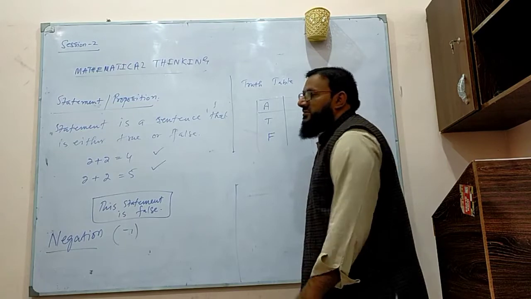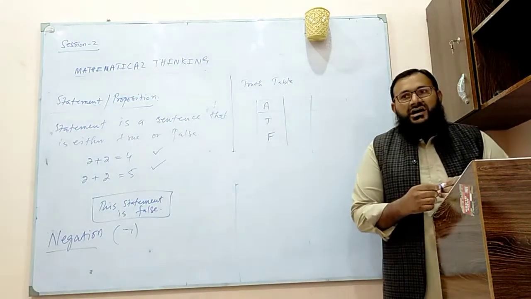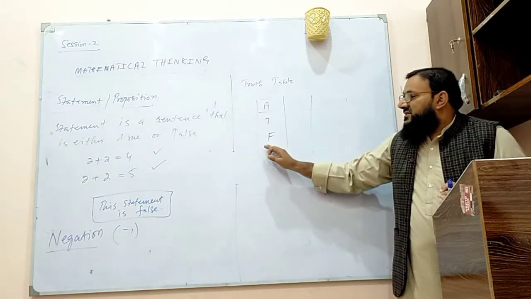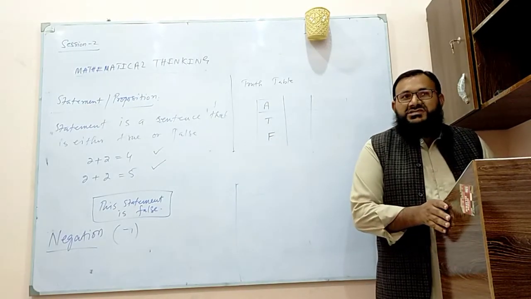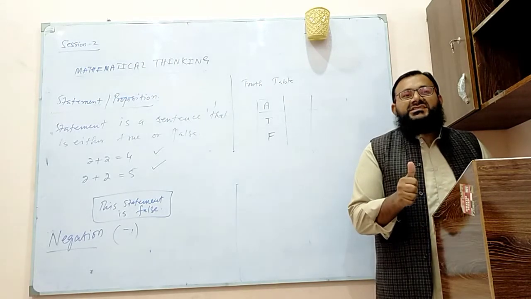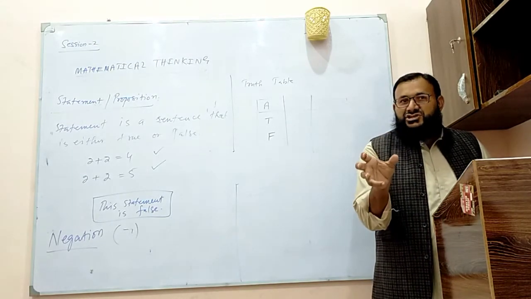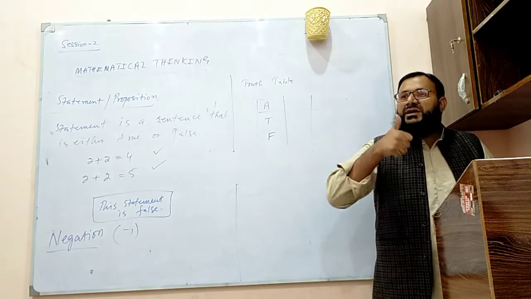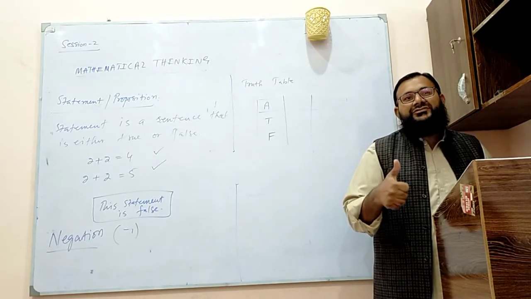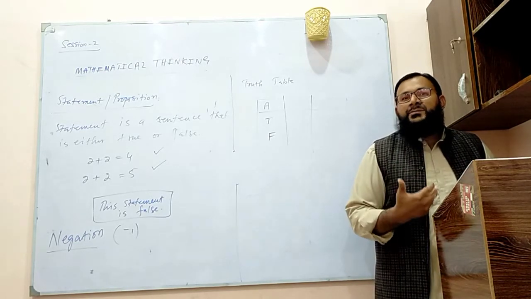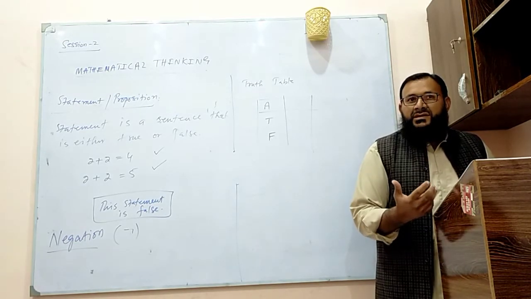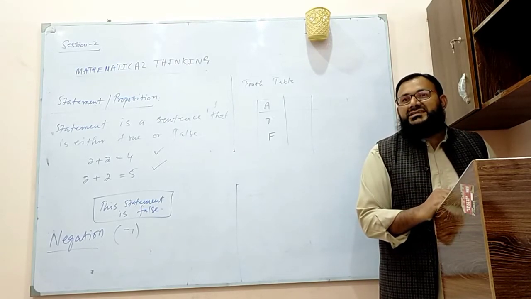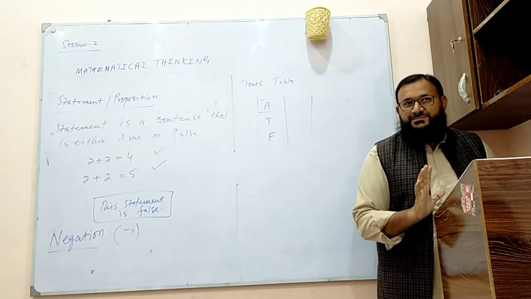Then you have to make the other columns of this truth table by considering the first column or the first two columns that are given to you. The very basic thing is that if a statement is true, then its negation is false. Let me give you an example of a true statement. I am a teacher, which is true. I negate this statement: I am not a teacher. Obviously that statement would be false.